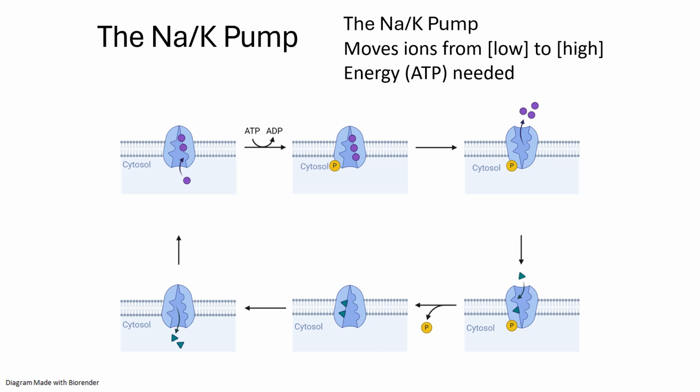I have a picture here. Well, actually, I have 6 pictures here of an interesting little protein called the sodium potassium pump. It uses ATP and active transport to maintain the sodium potassium gradients in your cells.